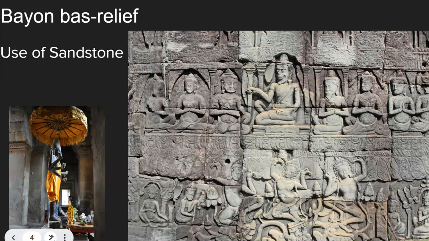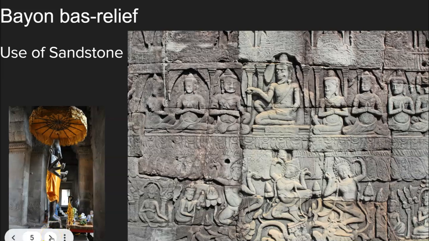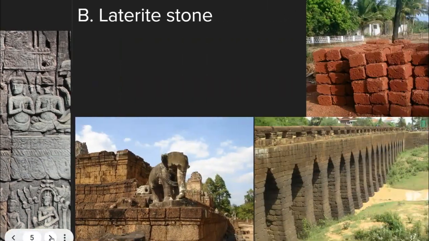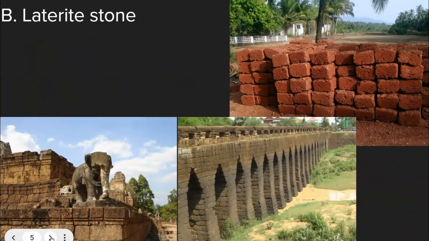So this is another slide to give you an example of the use of sandstone for the bas relief at Bayon Temple. And another statue from Angkor Wat as well, that was made of sandstone. That's enough for this slide. And let's move to the second important point of my talk today, the other type of stone called laterite.